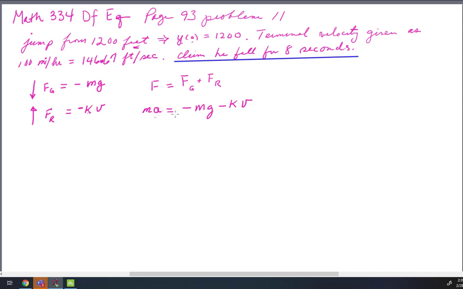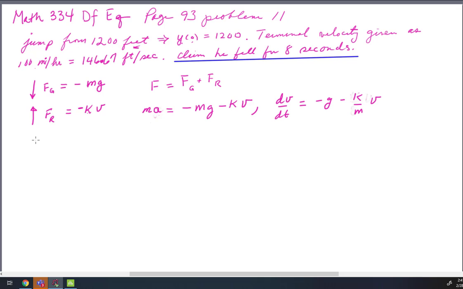So if we first divide through this equation by the mass, I get that the change in velocity, dv dt, that would be a, is equal to, and dividing by m, the m's cancel out, negative g, and then minus k over m v.